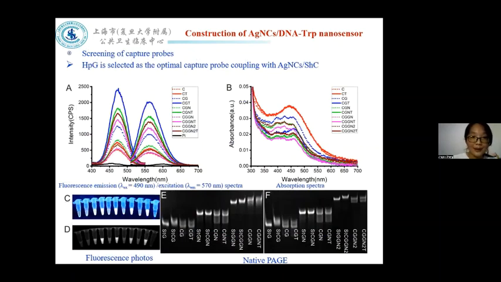Next, we screened the capture probes, and by varying the G-rich overhang in the capture probe, we can see that hairpin G shows the highest enhancement after the addition of tryptophan. Therefore, hairpin G is selected as the optimal capture probe, coupling with the SH3C templated silver nanoclusters for the further experiments.